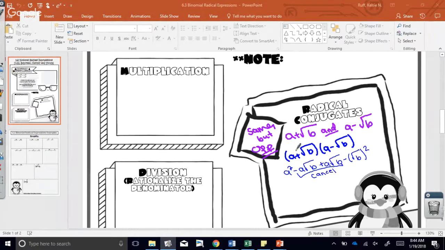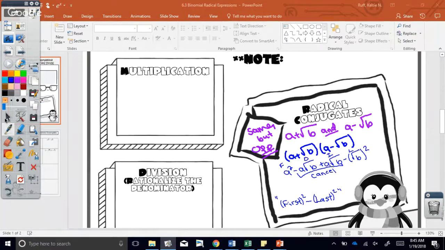In relation to my FOIL, here is my first, my inner, my outer, my last. The inner and the outer pieces both cancel, and what I'm left with is the first squared minus the last squared. We're going to use this when we get to division in just a second, because it's going to give us a shortcut a little bit later.